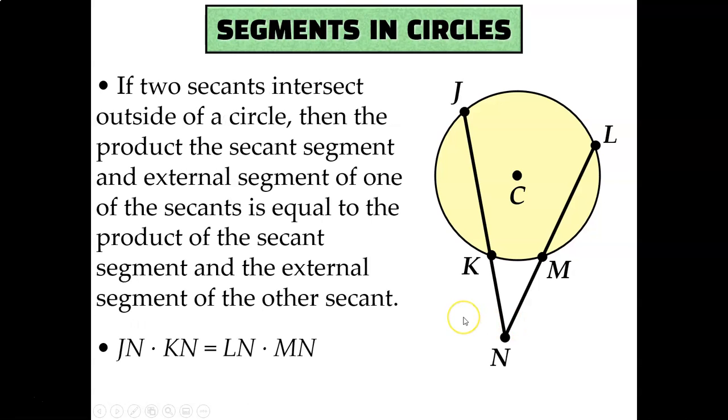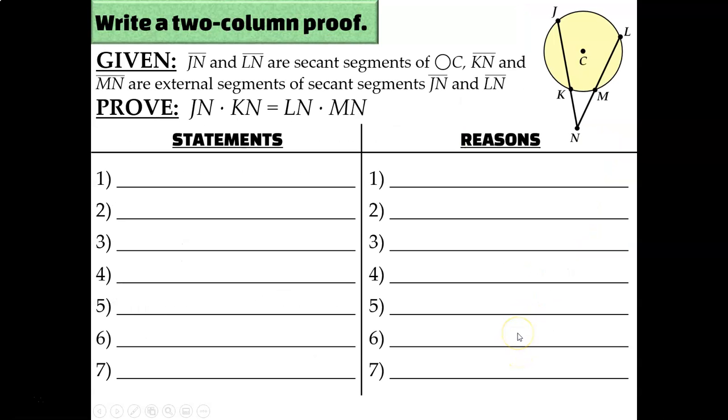And what we know about secant segments and external segments is that the product of a secant segment and its external segment is equal to the product of the other secant segment and its external segment. But why? You guessed it, we're going to write a proof.